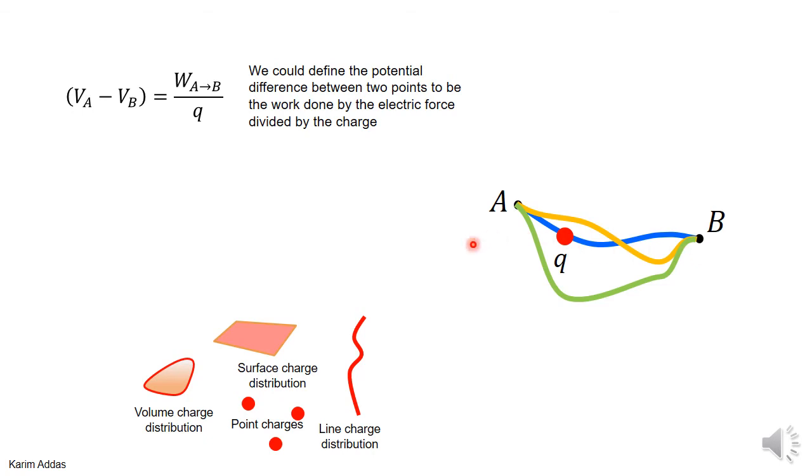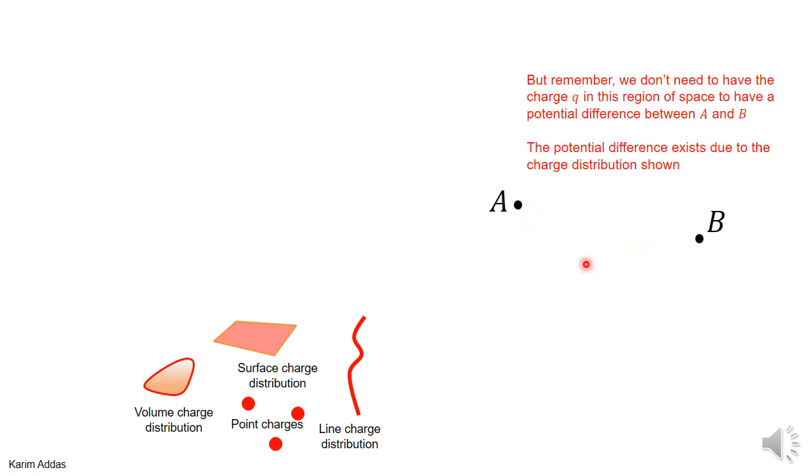Now we could define the difference in potential between 2 different points in space to be the work per unit charge. This is one way we could define potential difference, and this is the way it's defined to begin with. The reason why I didn't want to define it this way from the beginning is because I wanted to stress the fact that there is a potential difference between 2 points in space, and you don't need to have a charge here to go from point A to point B in order for there to be a potential difference between points A and B.